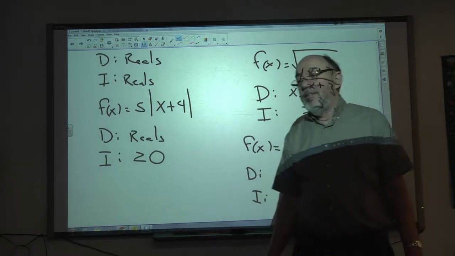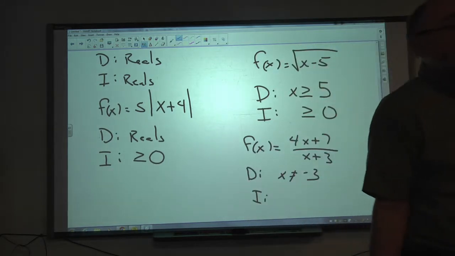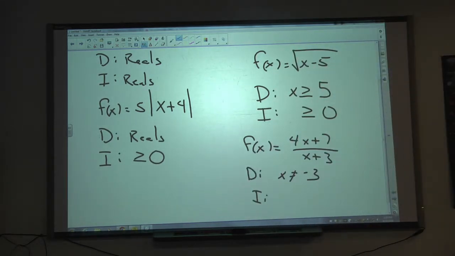negative 3, right? So if you have x in the denominator, you got to ask, is there a value of x where the bottom term would be 0? Because after all, you cannot divide by 0, right? And so I can plug in any number but negative 3, right?